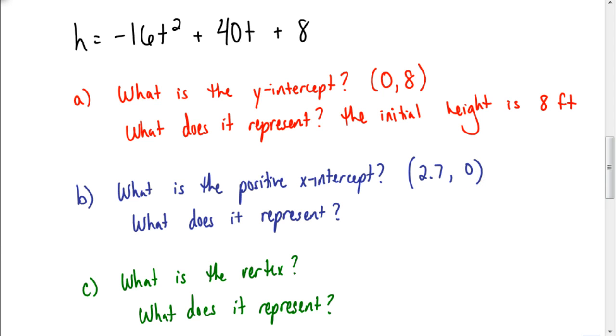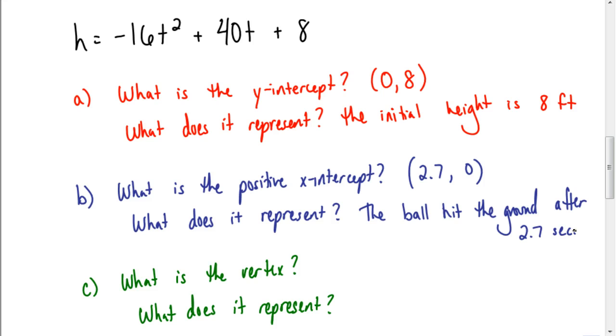And what that represents is when the ball hits the ground. And the x value, remember, in this case is your value for t in our equation, which represents your time. So this represents the fact that the ball hit the ground after 2.7 seconds, or whatever the object is. So that's what our positive x-intercept represents.